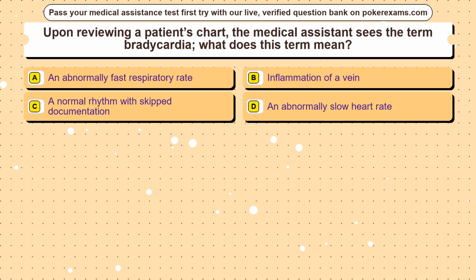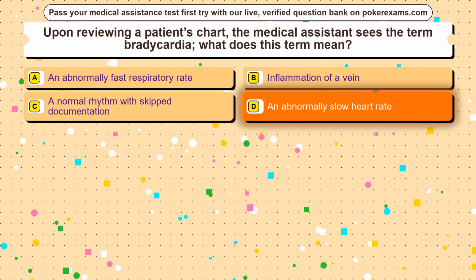Upon reviewing a patient's chart, the medical assistant sees the term bradycardia. What does this term mean? Option A, an abnormally fast respiratory rate. Option B, inflammation of a vein. Option C, a normal rhythm with skipped documentation. Option D, an abnormally slow heart rate.